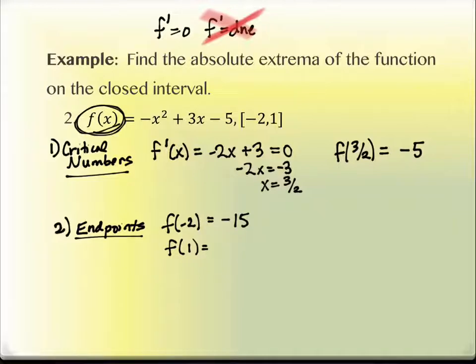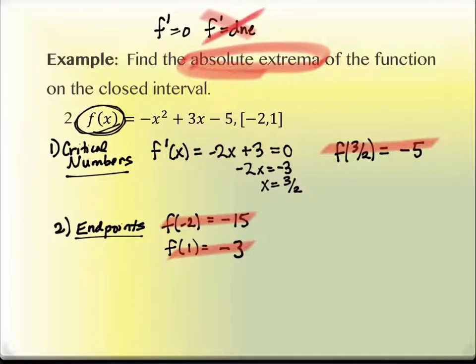You might be able to do that one in your head pretty quick. 1s are so nice. Almost as nice as 0s. Negative 3? That's what I have. Yeah. Okay. So there are 3 potential sort of answers to the questions that I'm being asked. Absolute extrema, I should have 2 answers, a maximum and a minimum when I'm done.